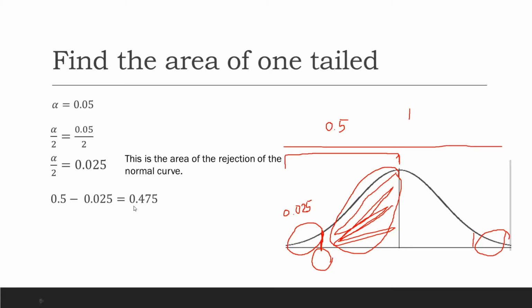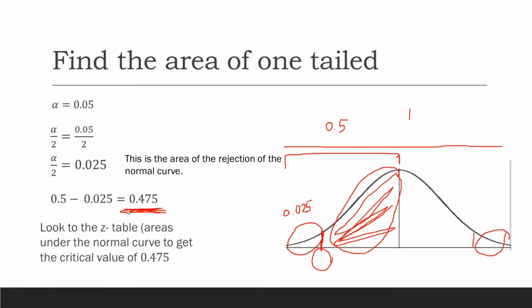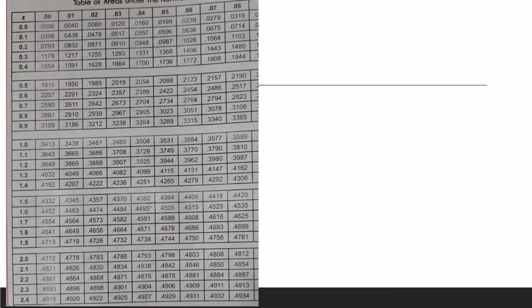So, ngayon, anong gagawin natin dito sa 0.475 natin? So, eto ay titignan natin sa ating table. Since z-statistic or z-test ang ginamit natin, dun tayo titingin sa z-table natin, which is the areas under the normal curve para makuha natin yung critical value, yung ating value dito. So now, let's look to our z-table. So this is our z-table.